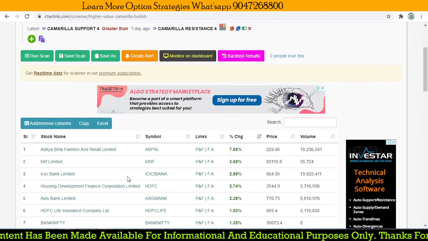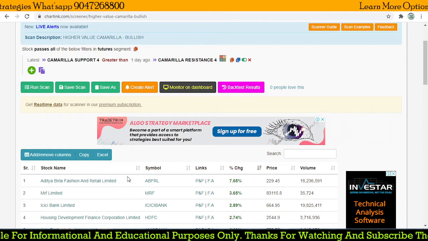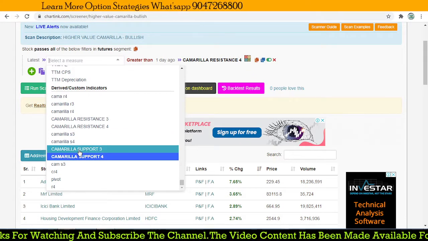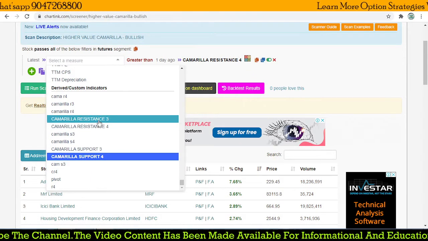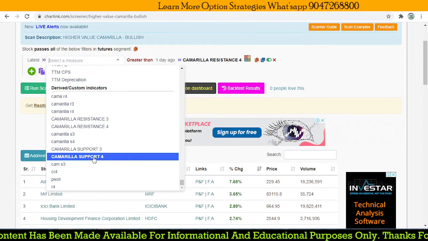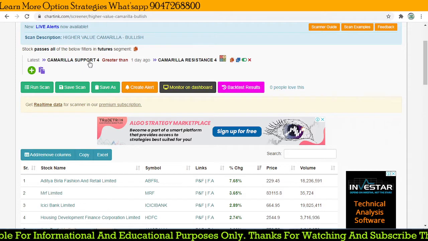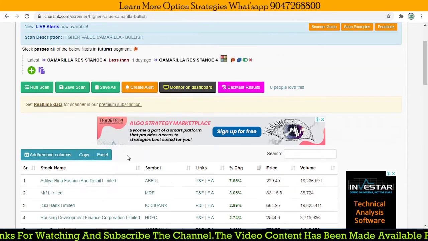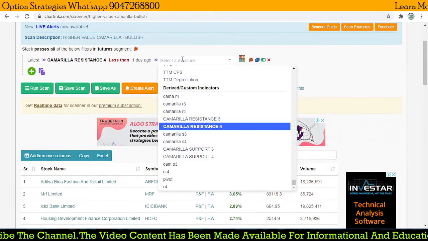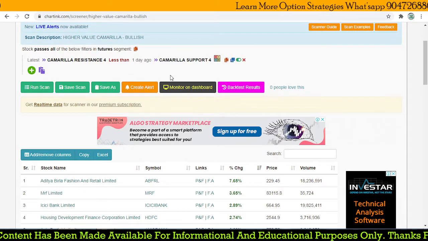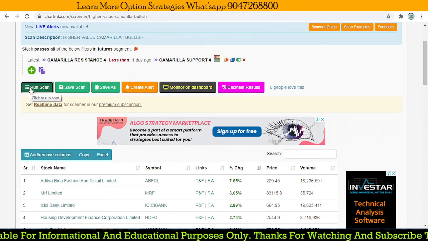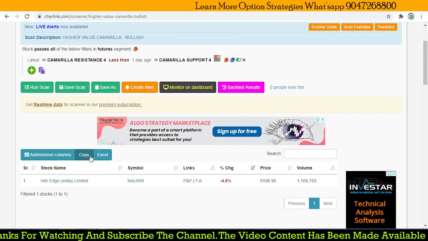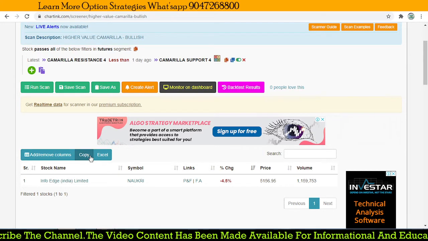Okay, this is the over-value Camarilla level. Again, we can modify the same filter: Camarilla resistance 4 is less than Camarilla support 4. Simply, this is a lower value, and that is bearish. Using this filter, we find only one stock, Info Edge, so we can find stocks for our trade.